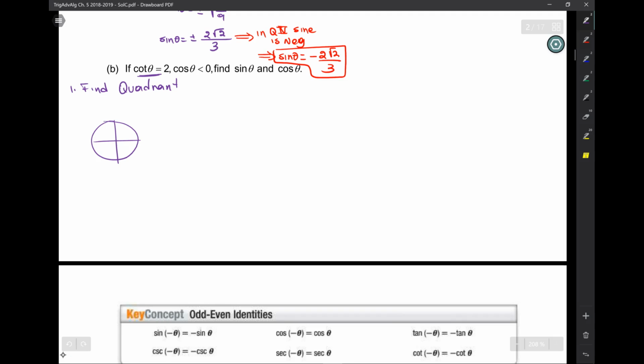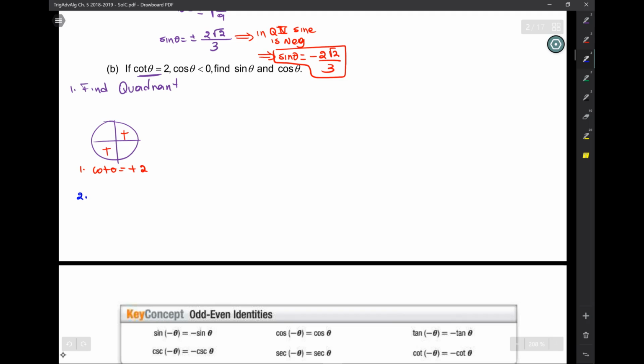What pieces of information do I have? I have that cotangent is positive 2. In which two quadrants is cotangent positive? Is cotangent positive in quadrant 1? Yes. Is cotangent positive in quadrant 2? No, it's third quadrant. It's not split like All Students Take Calculus, so take tangent. You're right, I'm sorry.